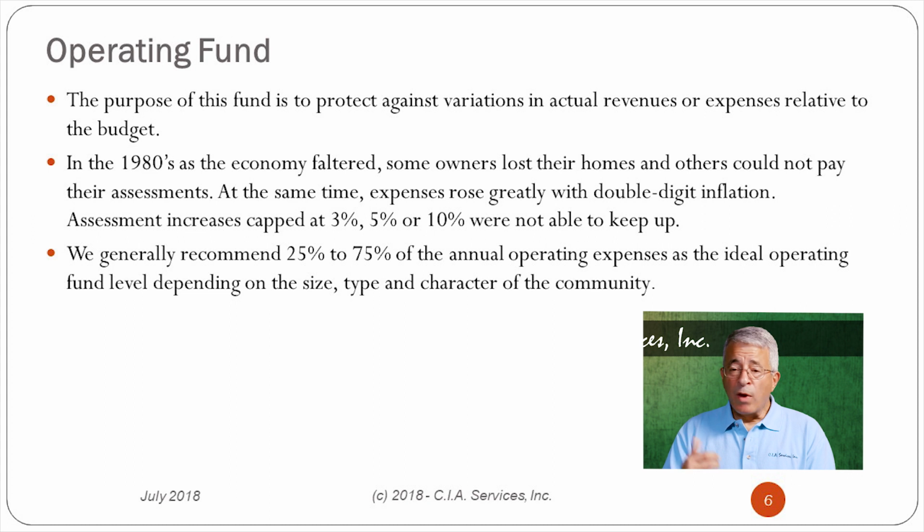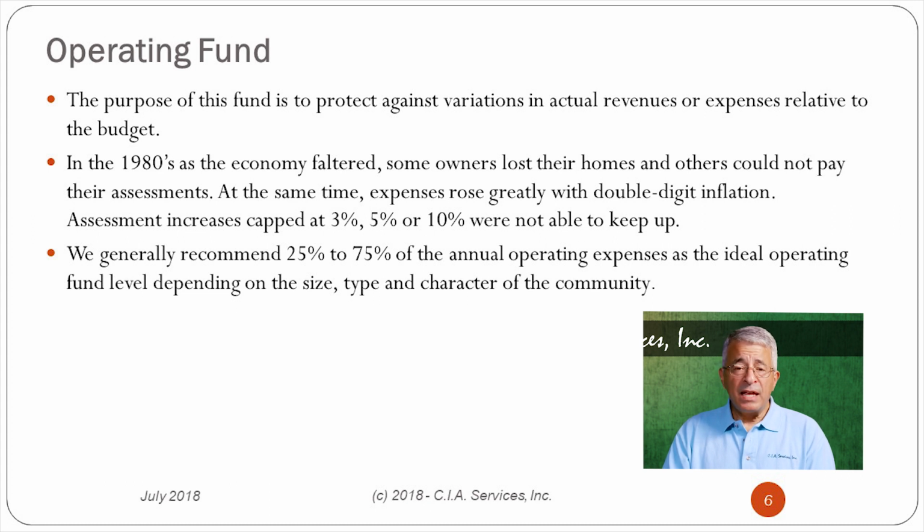And so we have revenues dropping by 10%, 20%. We have inflation going up by 10%, 14%. And normal assessment increases that are capped at 3%, 5%, 10% just couldn't keep up with that. So without an operating fund to absorb those fluctuations, associations would have had to make hard choices about turning off the streetlights, closing the pool, and a variety of things like that. So that's the purpose of the operating fund.